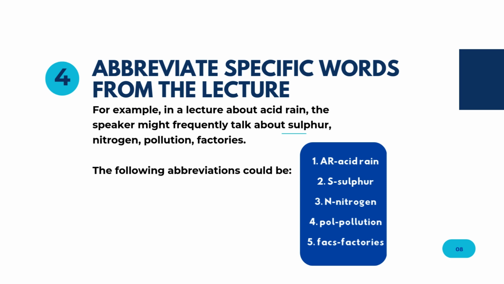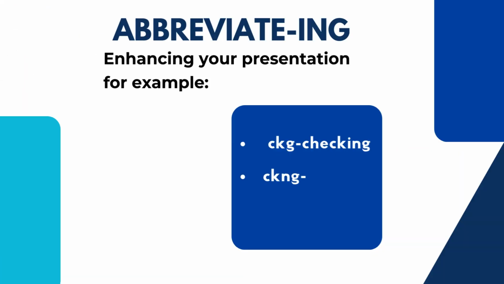The next is by abbreviating ing. The ending ing is very common when people speak, so find a way to abbreviate it. For example, CKG for checking, or CKNG for checking, CK apostrophe G for checking.